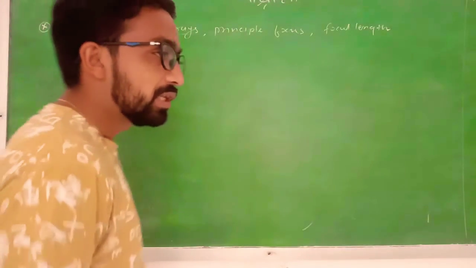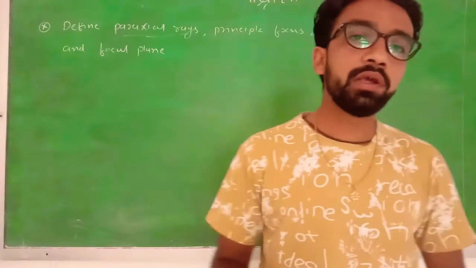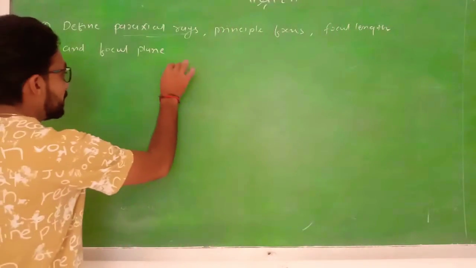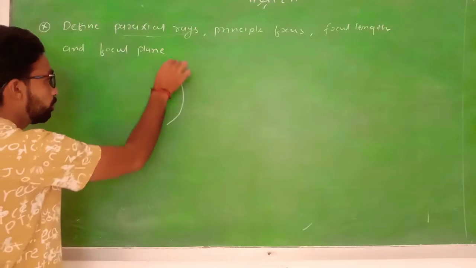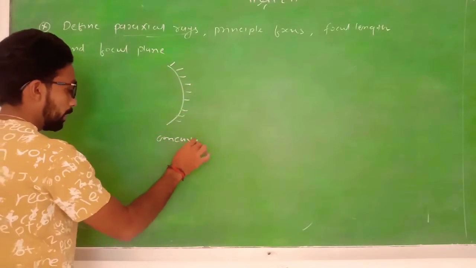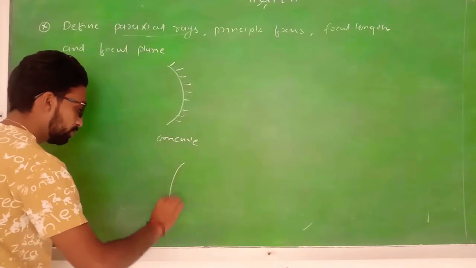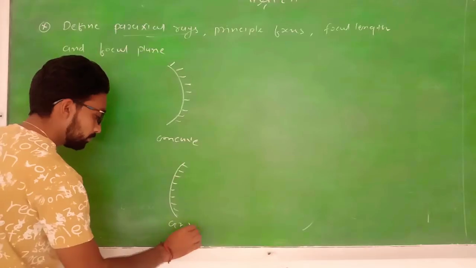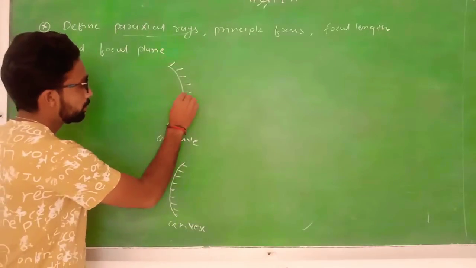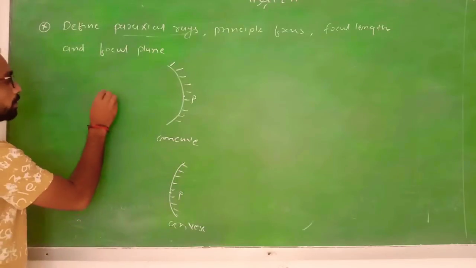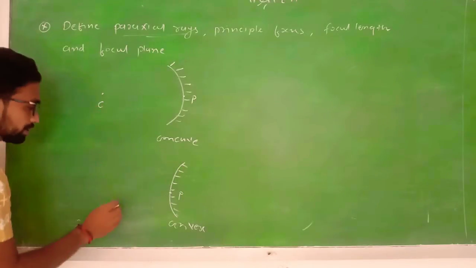Before that, you must know how concave and convex mirrors are constructed. So we revise that one. This is the concave mirror, and this one is the convex mirror. Now this one, P, is the pole of the mirror. C is the center of curvature.